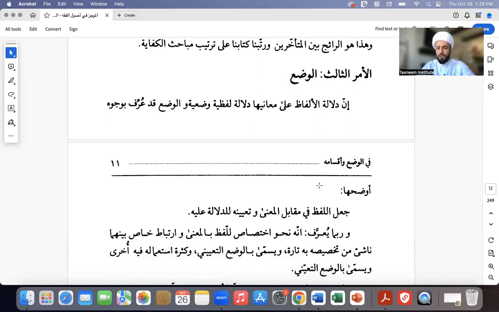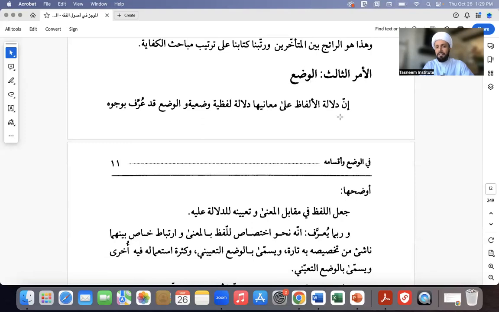Now, as you know, brothers and sisters, in every language, you have many, many words. And these words signify specific meanings. Now, the question is, if we have all of these words, what created the relationship between a specific word and a specific meaning? Now, is this a natural relationship? Is this something that just occurred naturally? Or did it occur through a process of designation? And this is the meaning of wad'.